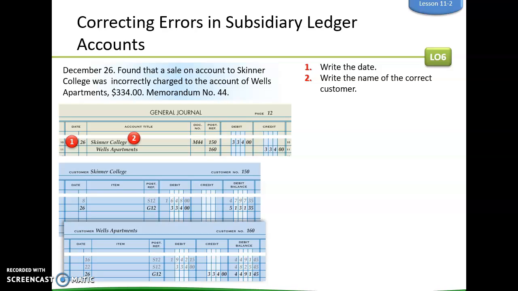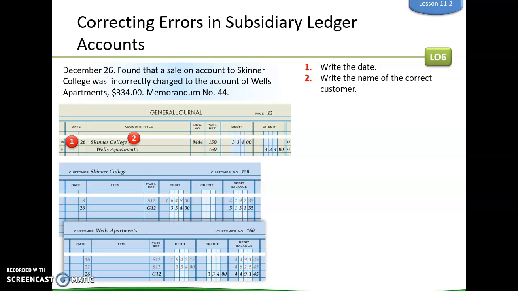Errors may be made in recording amounts in subsidiary ledgers that may not affect the general ledger controlling account. For example, a sale on account may be recorded to the wrong customer in the sales journal, but as long as it is right in the controlling account, we just have to switch it within the subsidiary accounts. So the correcting entry recorded in the general journal only involves the subsidiary ledger accounts because it's already right in the accounts receivable.